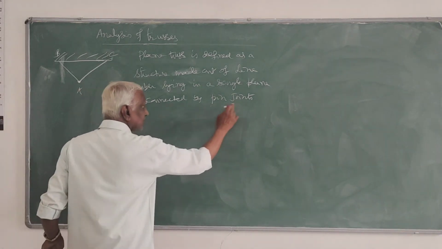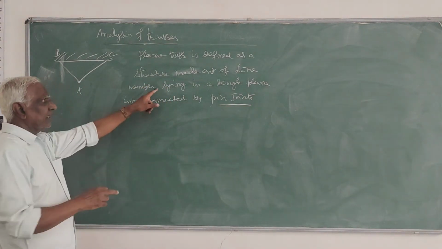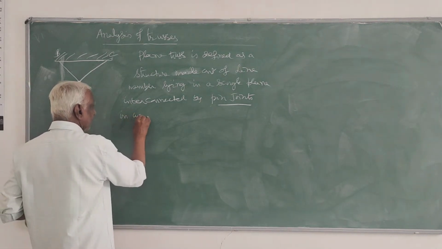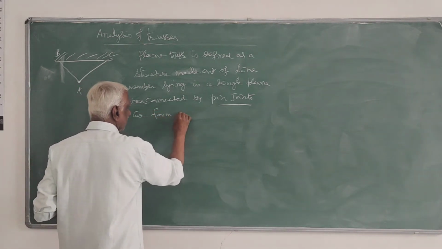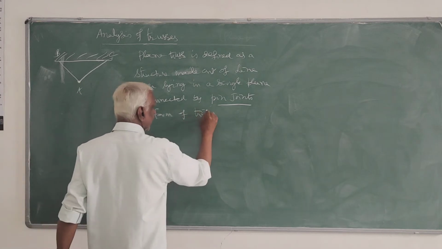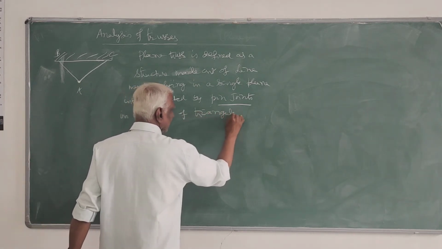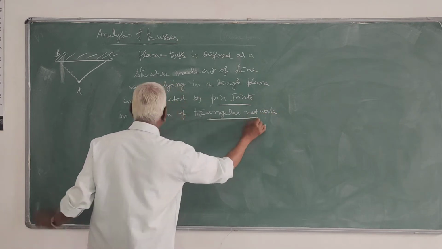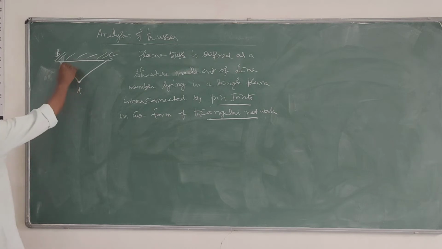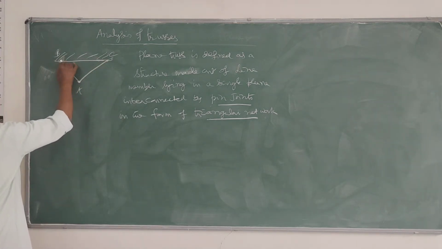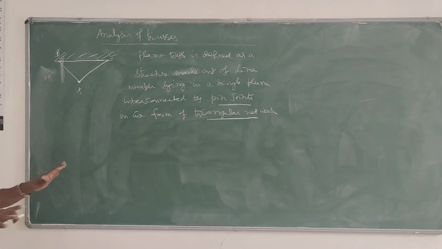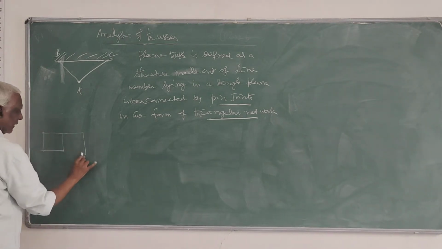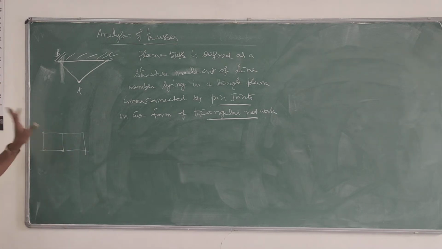So here one thing you have to remember: when they are interconnected by pin joint, they must be in the form of a triangular network. That is very, very important. So all these members, when they are interconnected, should form a triangle network. It should not be any other type like this. It cannot be called a truss.